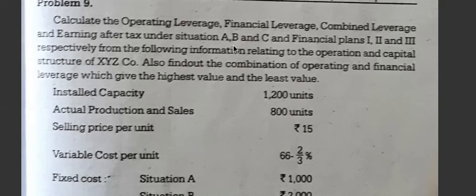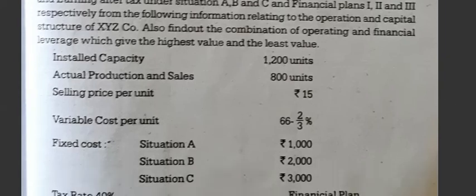There are three situations, A, B and C, given in the problem, and there are also three plans. If you check the problem, you will come to know what they are. What you have to do is find the combinations, and find out the highest and the least value.